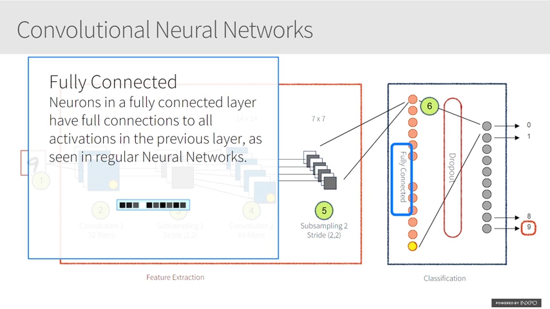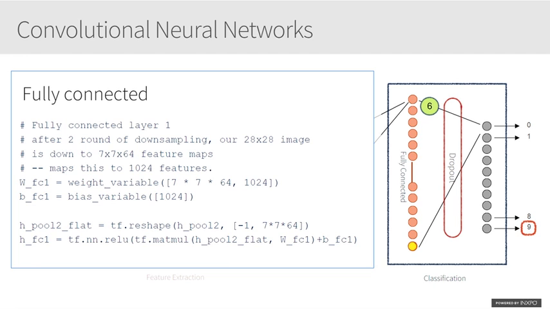Now that I take all the information from the output of everything I've put together, I go ahead and fully connect it and see if I can use that information to figure out what my value is. So what's the fully connected layer? After 2 rounds of downsampling, our 28 by 28 image has shrunk down to 7 by 7 by 64 feature maps. This maps to 1,024 features.